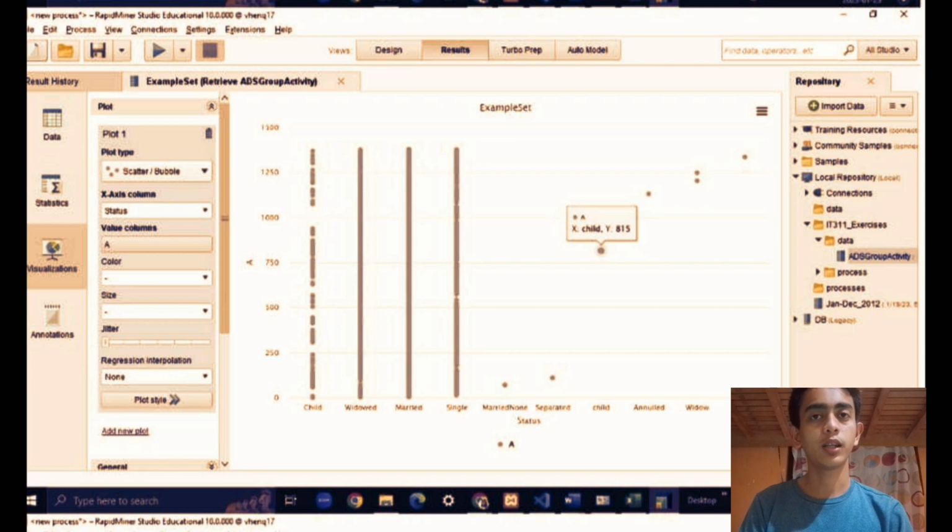Next, in analyzing the status of the people who died from the different diseases, we use scatter bubble as the plot type, and the result is most of the people are either widowed, married, or single, because those three statuses have an equal number.